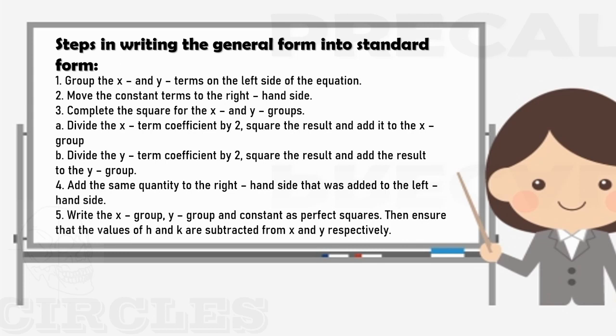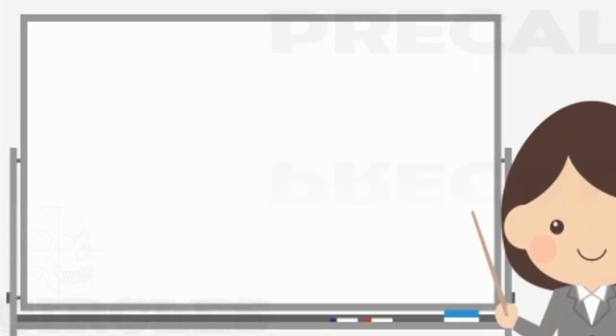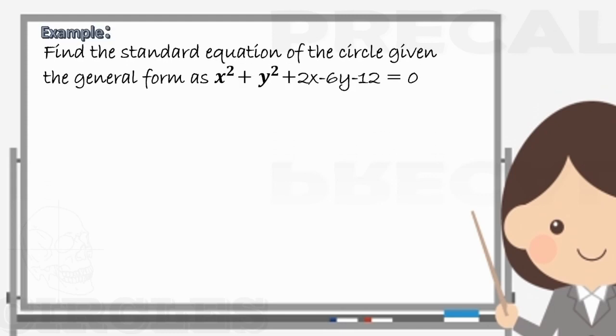So, diretso na tayo sa pagsusolve. Kasi, di ba, pag sa math naman, mas prefer natin yung pagpapractice or pagsusolve kesa sa pagsuolo ng mga steps. So, for example, find the standard equation of the circle given the general form as x squared plus y squared plus 2x minus 6y minus 12 is equal to 0.